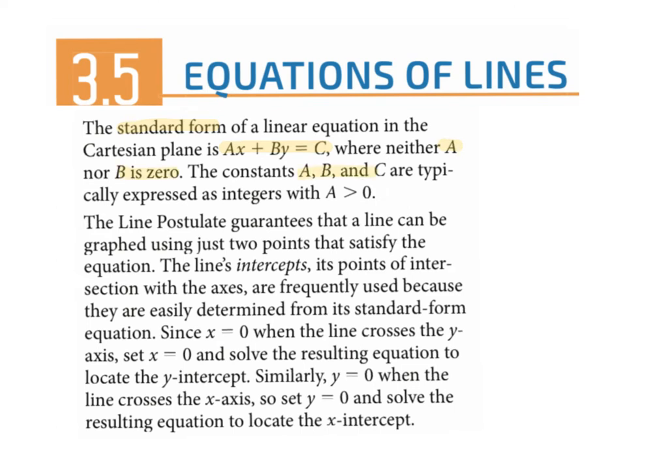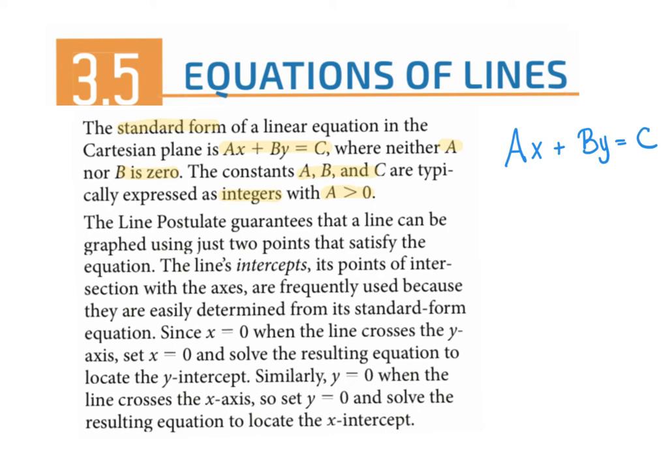The constants a, b, and c are expressed as integers, which means you want to take out all your fractions, and a is positive. All right, so these are just the standard rules for standard form. The format here is ax plus by equals c. A, b, and c are integers, so you will not have fractions. If you have fractions, you need to multiply by the common denominator all the way across and get rid of your fractions. A is always positive. If a ends up being negative, then you need to divide everything by -1 so that a is positive, okay?